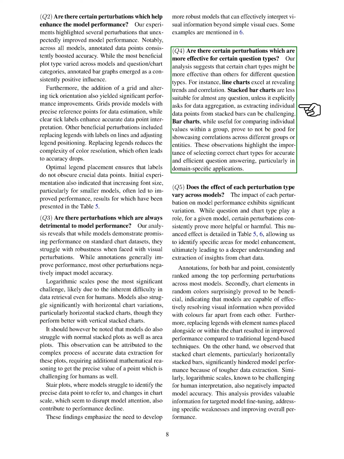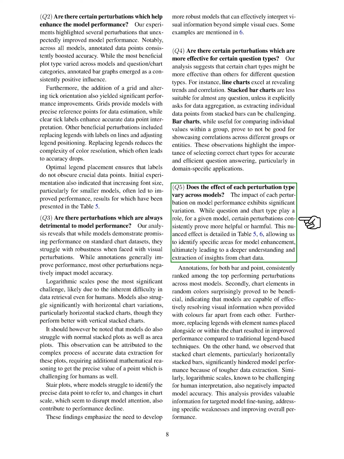Our analysis suggests that certain perturbations are more effective for specific question types. For example, line charts are great for revealing trends and correlations, while stacked bar charts are less suitable unless data aggregation is explicitly required. Bar charts are useful for comparing individual values within a group but not ideal for showcasing correlations across different entities. Selecting the right chart types is crucial for accurate and efficient question answering, especially in domain-specific applications. The impact of each perturbation on model performance varies significantly.